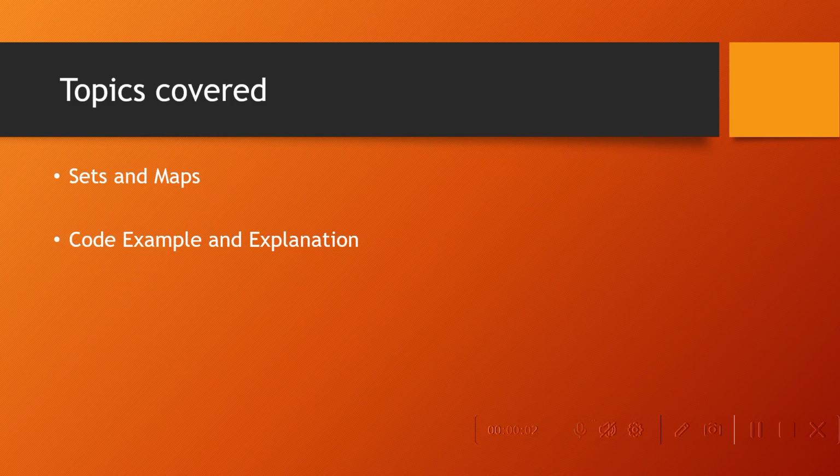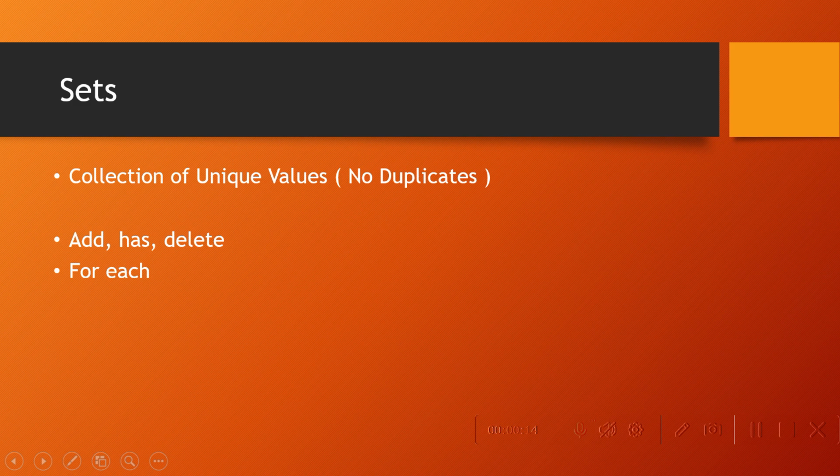Next topic, we will discuss two data structures, sets and maps. So what is set, what is map, code example and explanation for each. So what is set? Set is nothing but collection of unique values, and it will not have duplicated values in set. Set has multiple functions, add, has function and delete function, and you can iterate all the values of set using forEach. You will see code example for each of this.